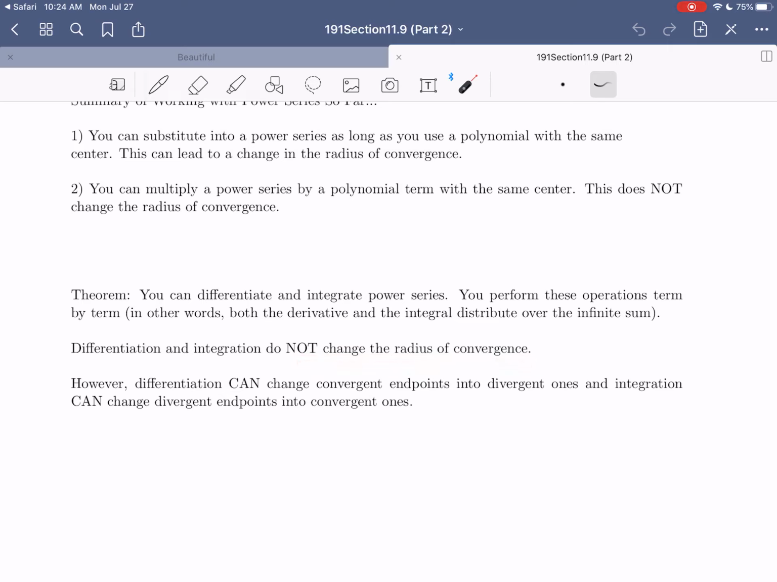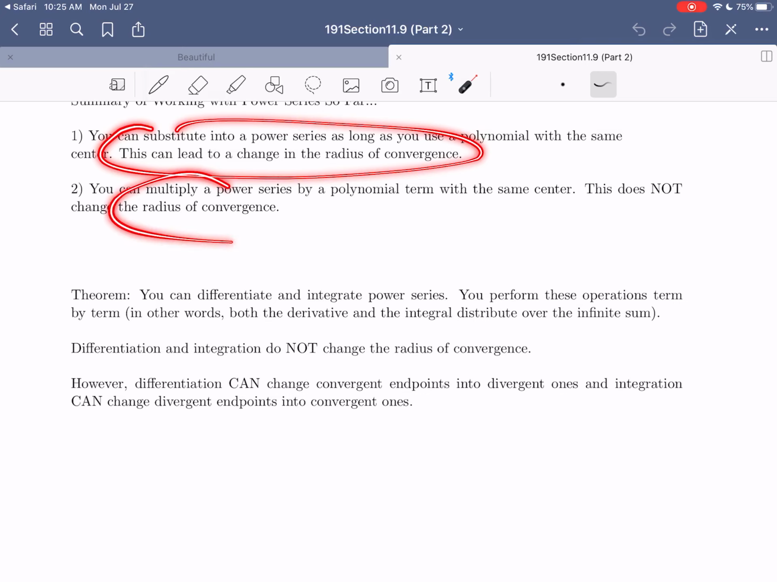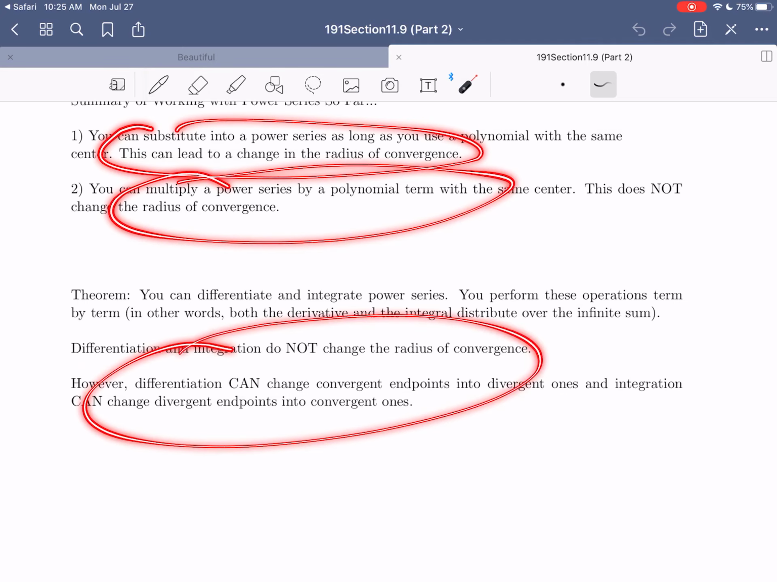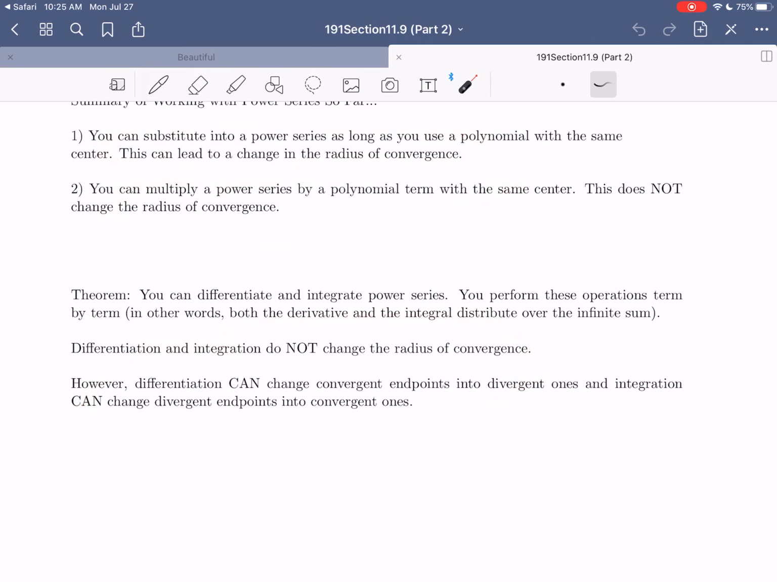Okay, so we now have a total of 3 different manipulations to use the power series that we've already established to represent certain functions and build representations for other ones. We have substitution, multiplication by polynomial terms, and differentiation and integration. So let's see what types of functions we can now represent as power series.